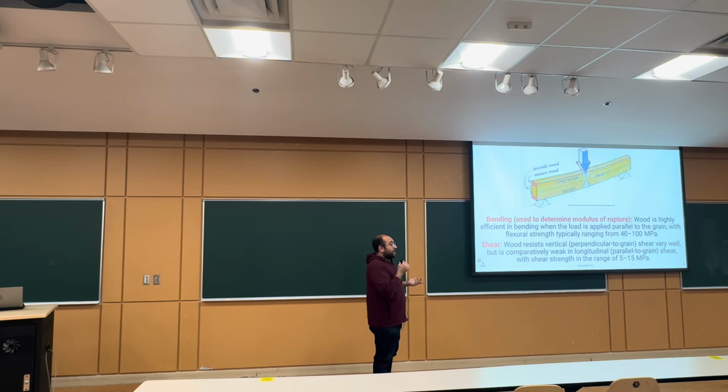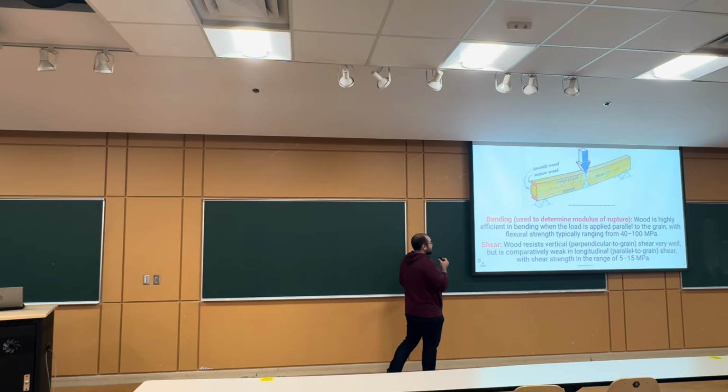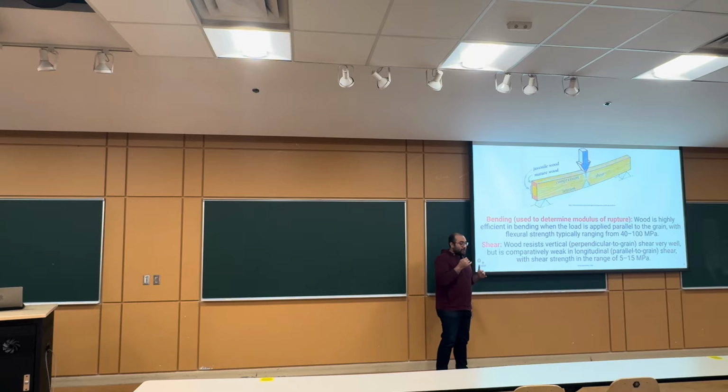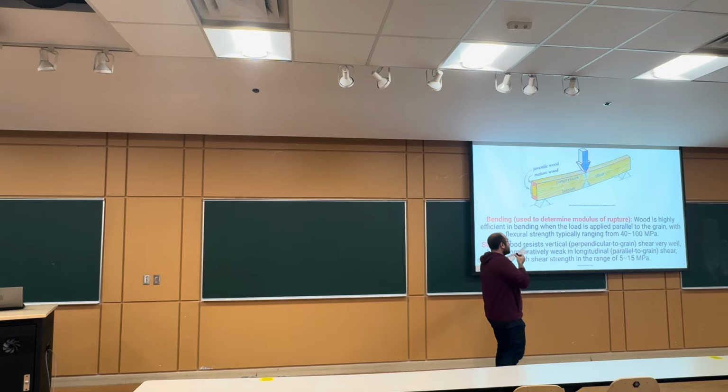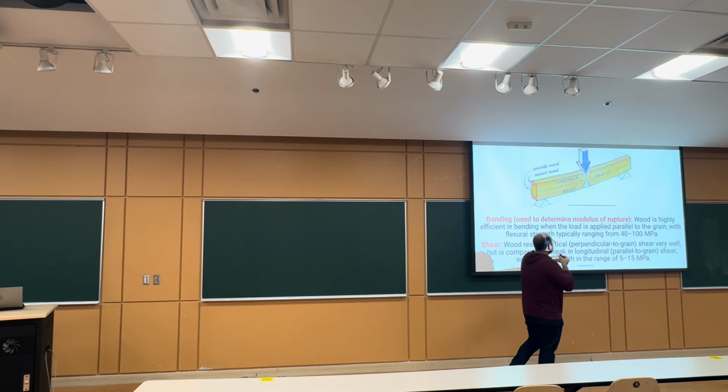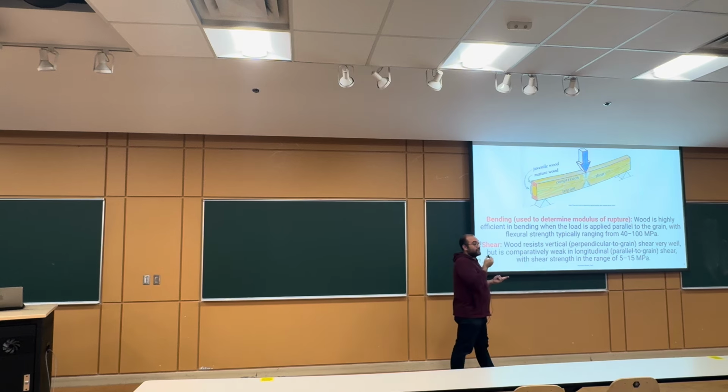So, on the other hand, we find the shear stress. Shear stress is when we apply the force, but on two different planes. We are applying the force to rupture the material in two different directions. So wood resists vertical or perpendicular to the grain shear very well. So the shear here is an opposing property.